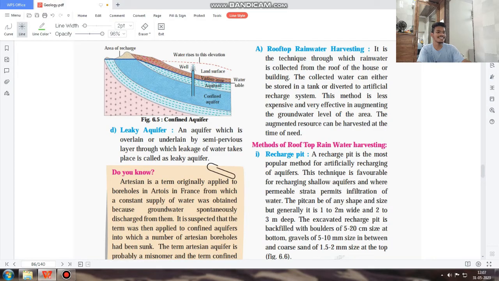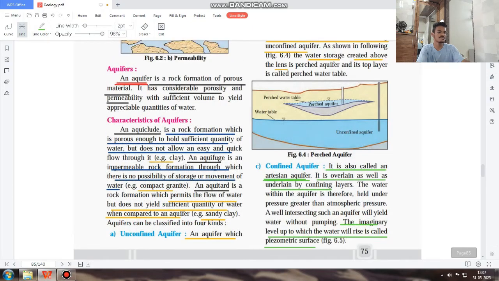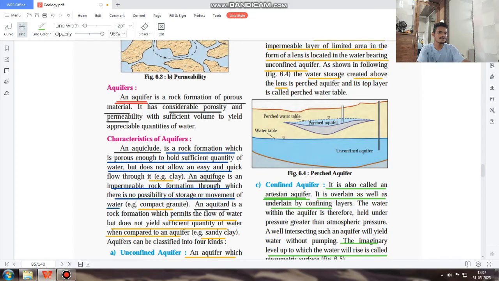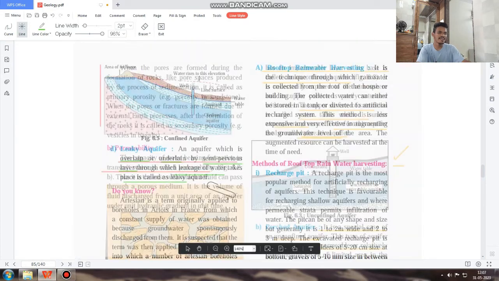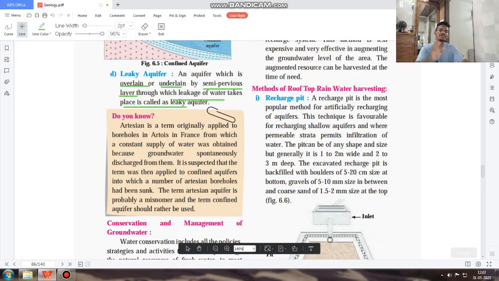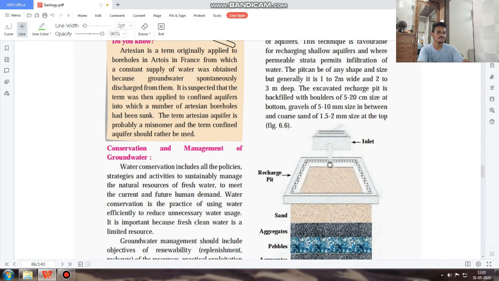Okay, the fourth one is the leaky aquifer. What is a leaky aquifer? One of the simple ones. It is overlain or underlain by semi-pervious layers through which leakage of water takes place, and this is called a leaky aquifer. Leaky aquifer doesn't come usually. Just remember unconfined, confined, and perched. Even if you remember unconfined and confined, it's more than enough.